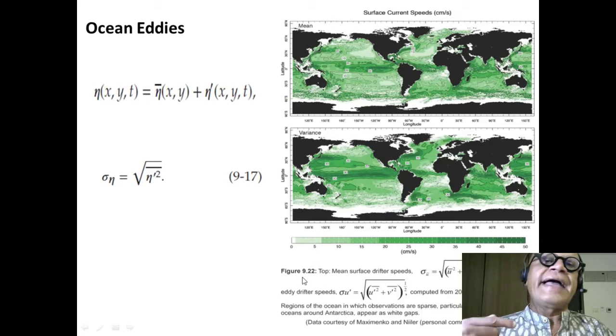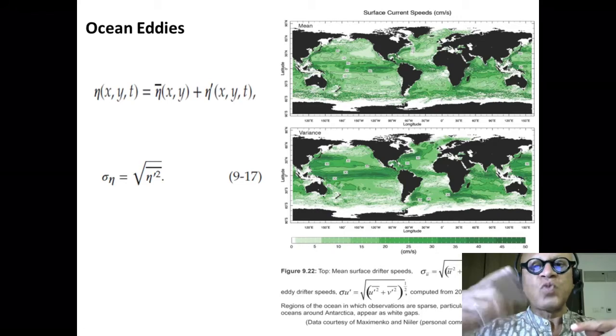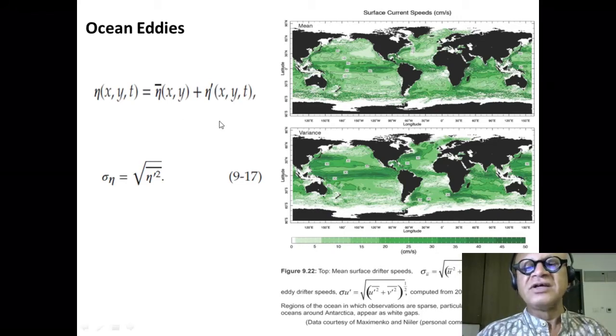So eddies are anything that is swirling, so it can be deviations from the spatial mean or deviations from the temporal mean. This eta bar xy here is the long-term time mean of sea level, and eta prime is the time deviation. So there are these wiggles in time that can be considered eddies, right? We will see what we mean by that.